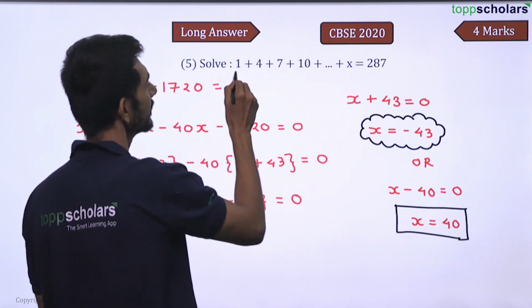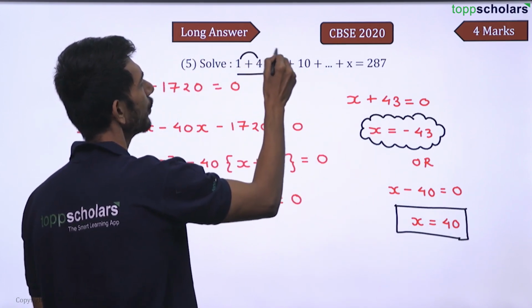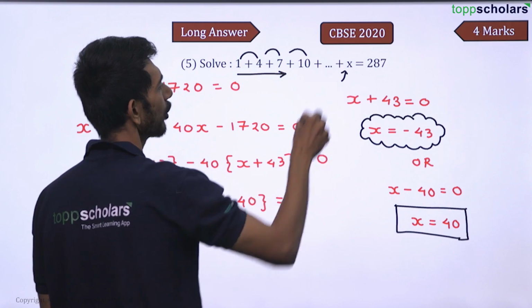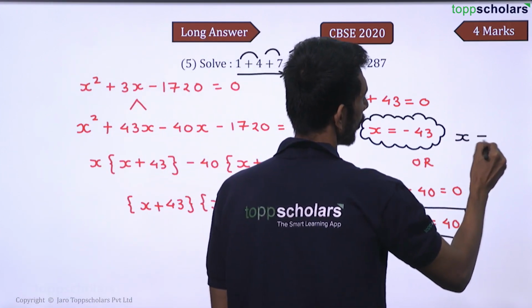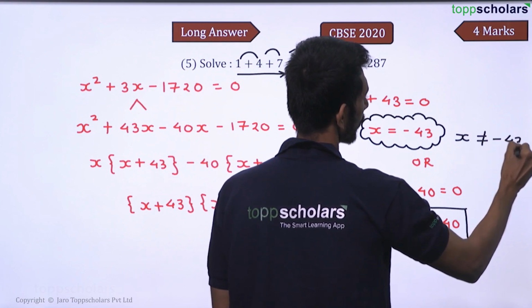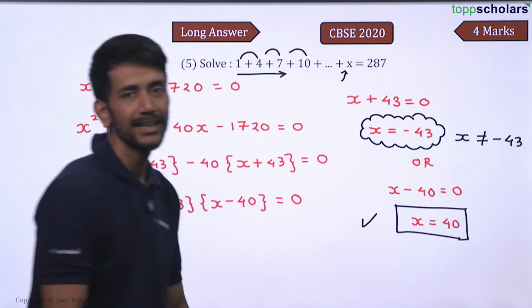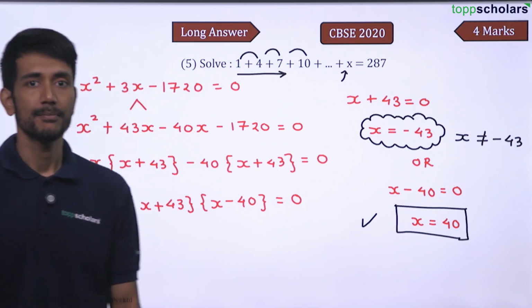Because if you see, this is increasing: 1, 4, 7, 10. So this number cannot be negative here. So definitely x is not equal to minus 43. So what is the final option left with us? And the value of x is 40.